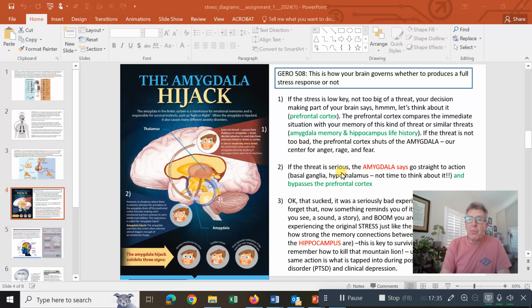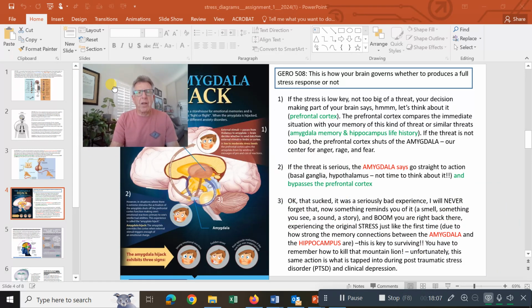But if the threat is serious, all the information bombards the amygdala, we shut off the prefrontal cortex, and then it's game on. Activate the stress response. That's part number two, showing this guy just freaked out. This goes through the different types of moods and changes in your behavior when you have this hijack. When it comes to number three, we're feeding back here. Number three, I will never forget that.